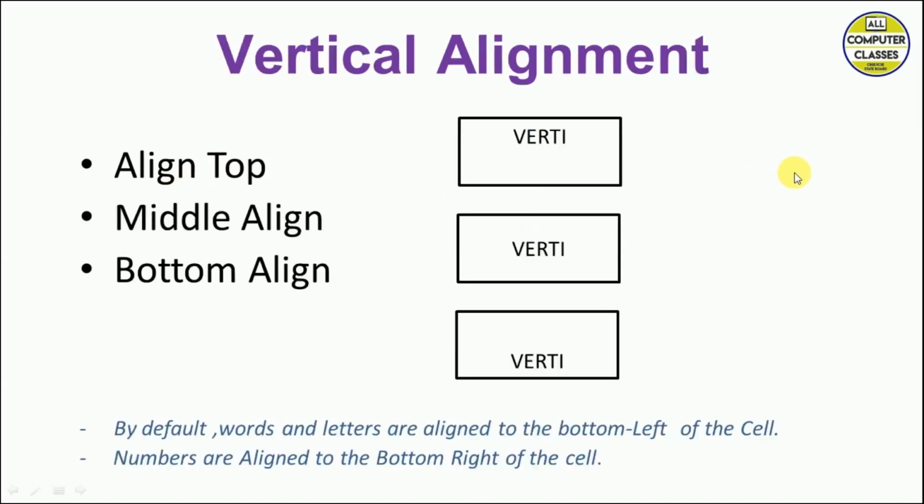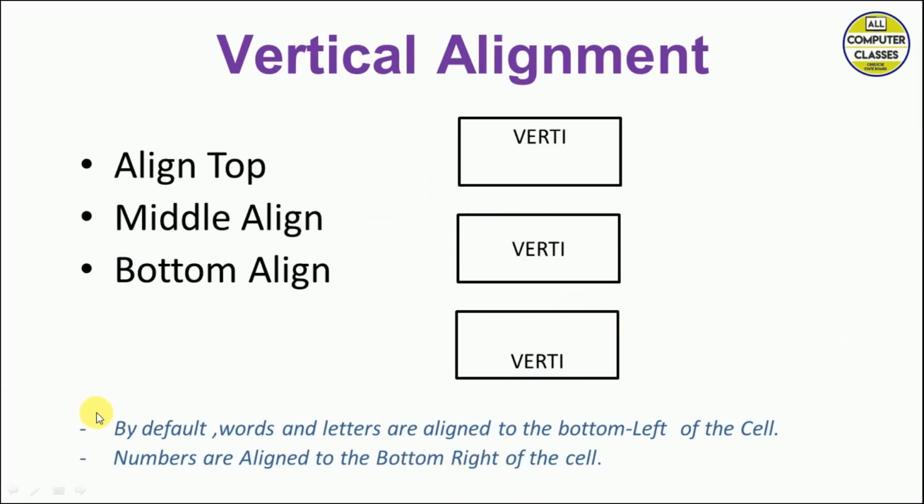So the next alignment is vertical. Vertical means from top to bottom. So we have top alignment, middle alignment and bottom alignment, right? So this is how the text aligns at the top, right? This is at the middle and this is at the bottom, right? So when we talk about horizontal, for example, this screen is a cell, so it will align the text at the left, center and right. When we talk about vertical alignment, the text will be aligned at the top, then middle, then bottom, right?